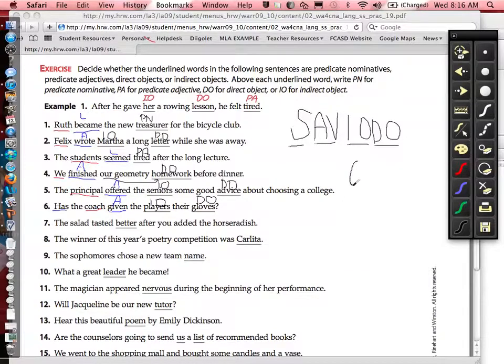Remember, if we have a prepositional phrase, what do we do with it? If we have a prepositional phrase, we throw it away. We do not pay attention to it when we are thinking about parts of the sentence. So here's your prepositional phrase. Put the parentheses around it and cross it out.